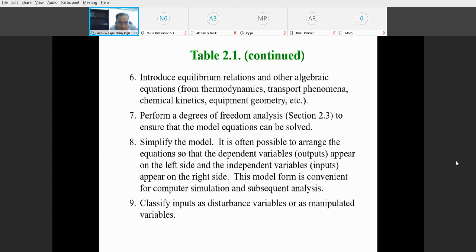Number 9, we need to classify the inputs as disturbance variables or as manipulated variables. So we also need to classify what kind of inputs, whether it's disturbance or manipulated variables.